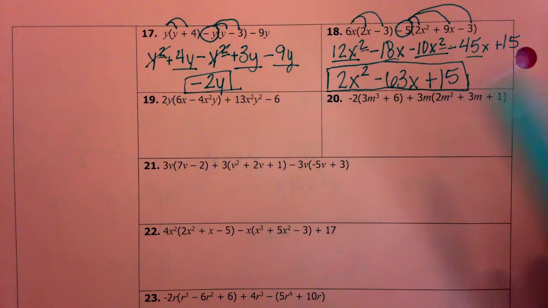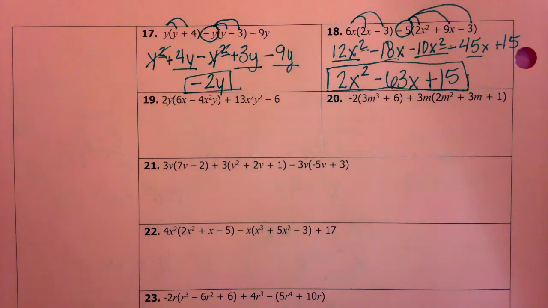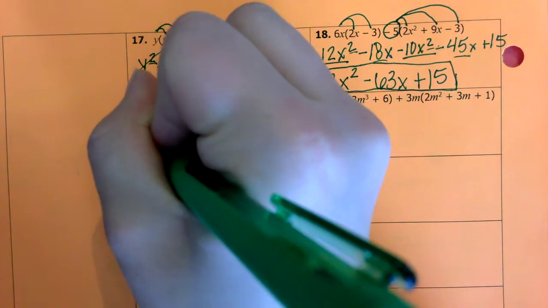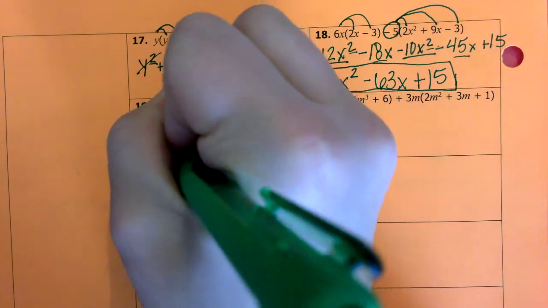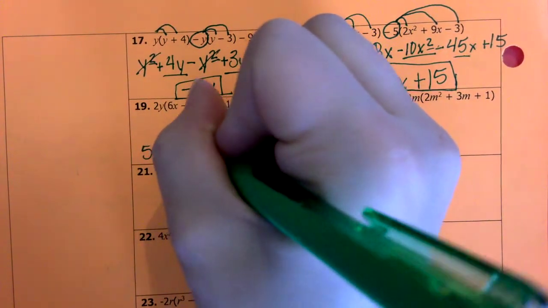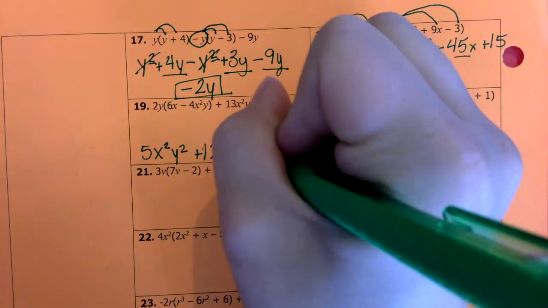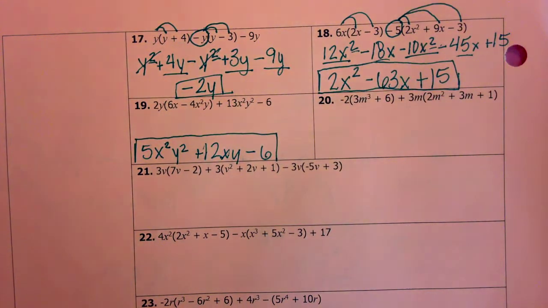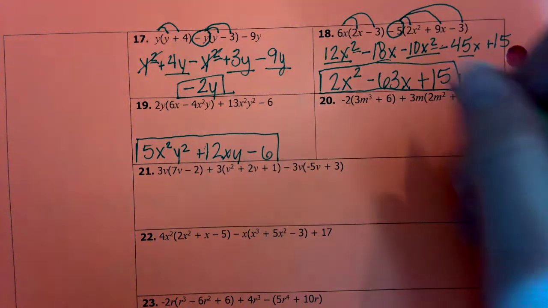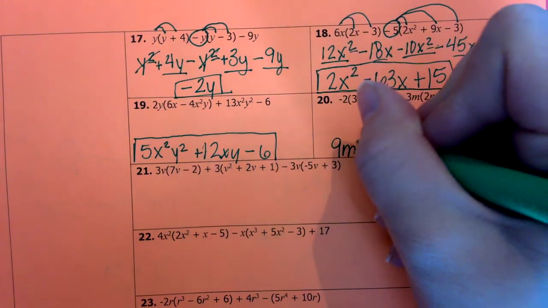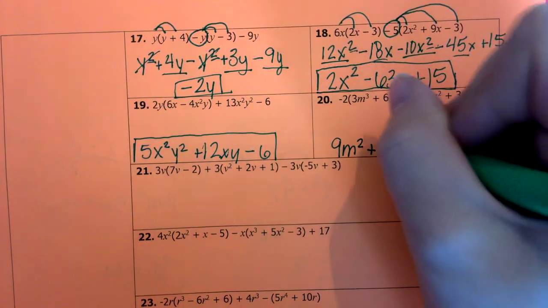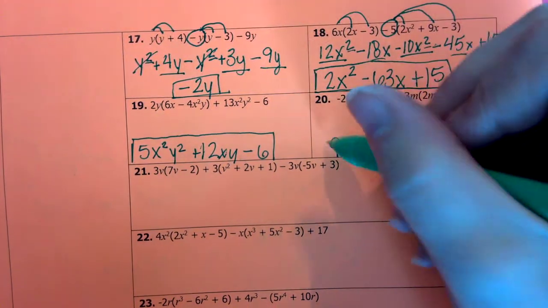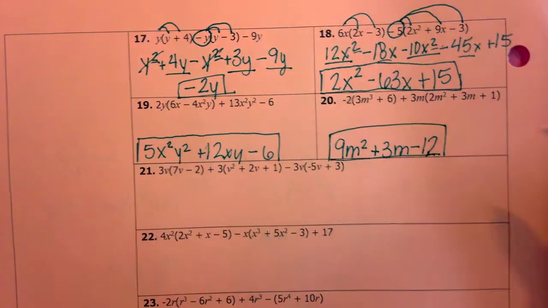I'm going to give you the answers for 19 and 20 if you want to go ahead and do those on your own, but you don't have to. When you go and do those by yourselves, you should have gotten 5x squared y squared plus 12xy minus 6, and that would have been your final answer. That's in order and standard form after multiplying and rearranging. And then for 20, you should have gotten 9m squared plus 3m minus 12. Okay, so that would have been your answer there.